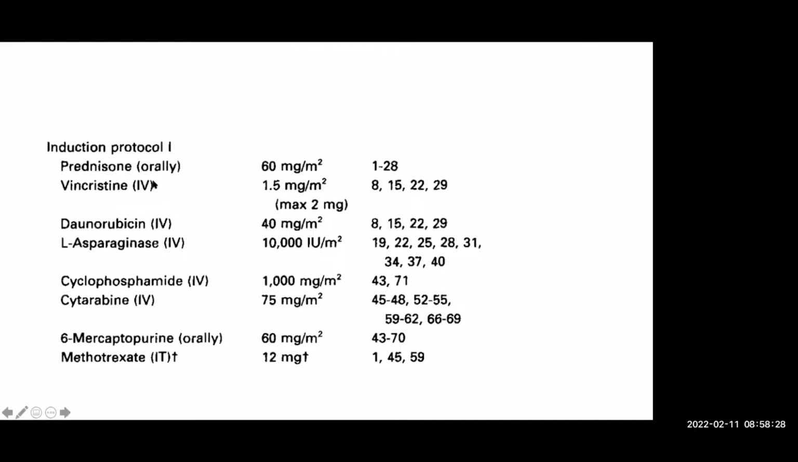In phase 1, we use steroids, vincristine, daunorubicin, and L-asparaginase. Previous studies have shown, compared with a three-drug regimen, addition of daunorubicin has improved outcomes in acute lymphoblastic leukemias. And the goal of this induction therapy is to induce rapid remissions and restore normal hematopoiesis, so that we can progress with further therapy. And after induction phase, we give a second phase of induction, which comprises of cyclophosphamide and cytarabine, along with 6-MP.